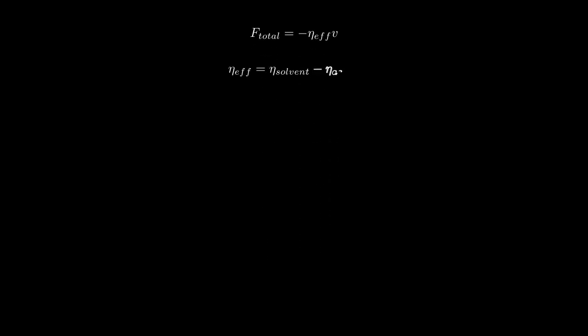This effective viscosity is the solvent viscosity minus an active contribution. Eta effective equals Eta solvent minus Eta active. When the active contribution is positive, the effective viscosity is less than the solvent viscosity. The suspension flows more easily. If the active contribution exceeds the solvent viscosity, the effective viscosity becomes negative. Motion is actually assisted.